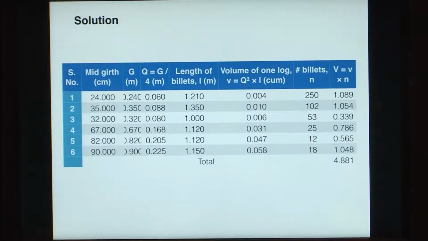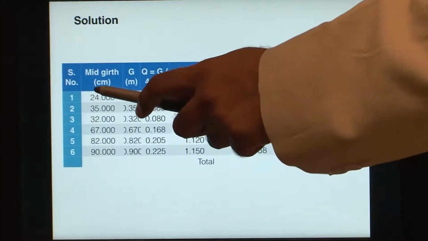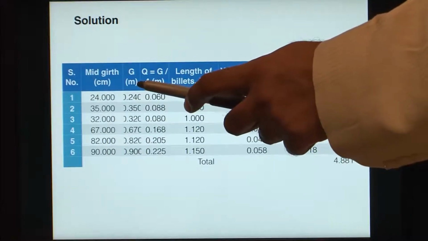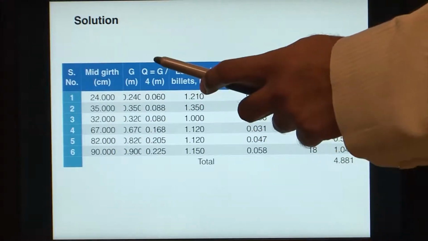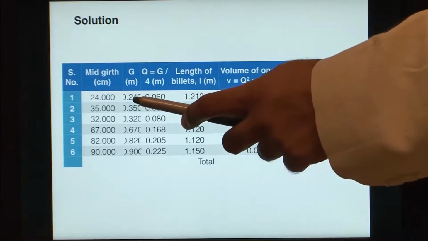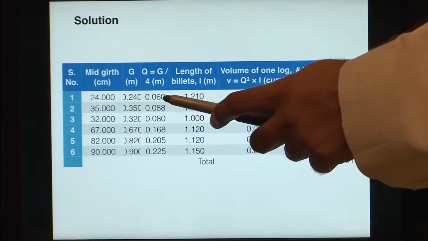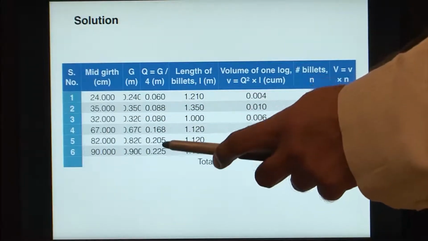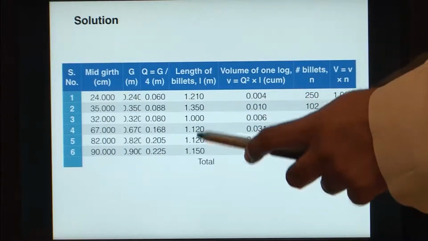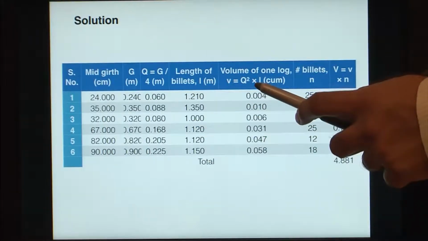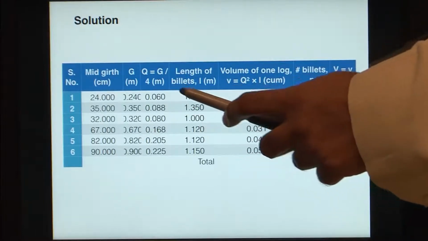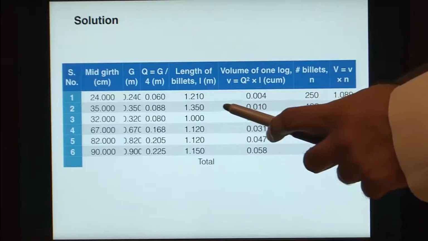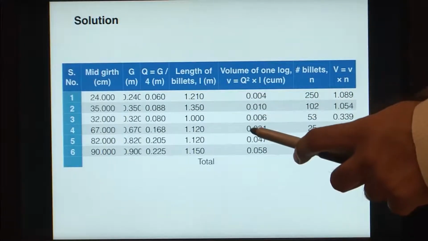The mid girth is given in the question, in centimeters. First of all we convert it into meters by dividing by 100, then we compute the quarter girth, which is G by 4. So, if it is 0.24, then 0.24 by 4 will be 0.06, and 0.32 by 4 will be 0.08, and so on. The length of the billets is also given in meters. The volume of one log will be Q square into L, that is 0.06 into 0.06 into 1.21, which comes to 0.004 cubic meter.